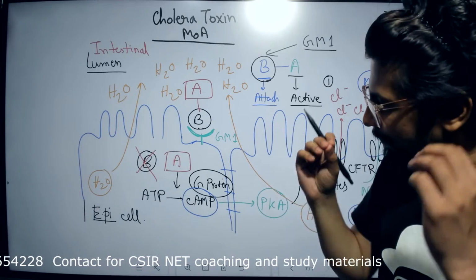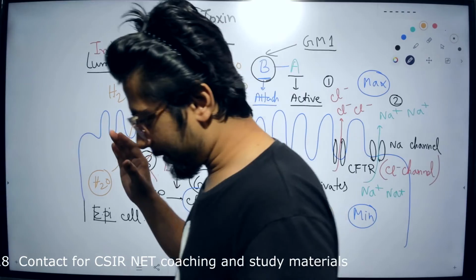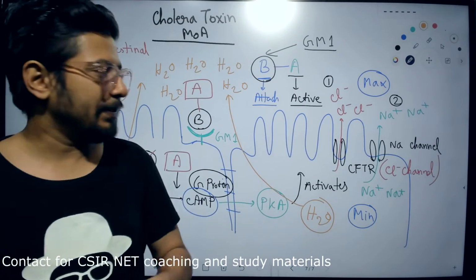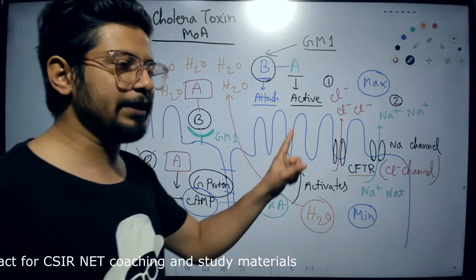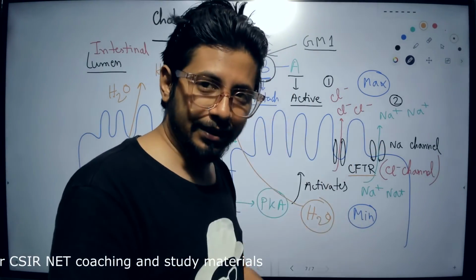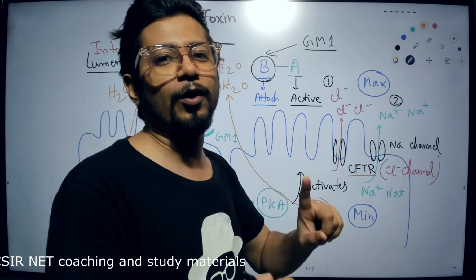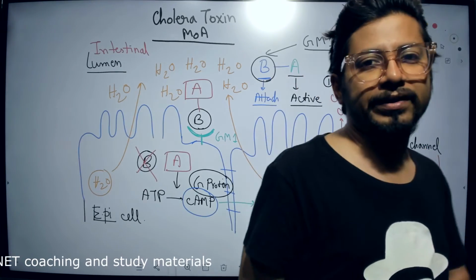Okay? The primary response is done by the cholera toxin, but then activating CFTR, first release of chloride ions, second release of sodium ions, third movement of water for osmotic balance. That causes severe watery diarrhea.